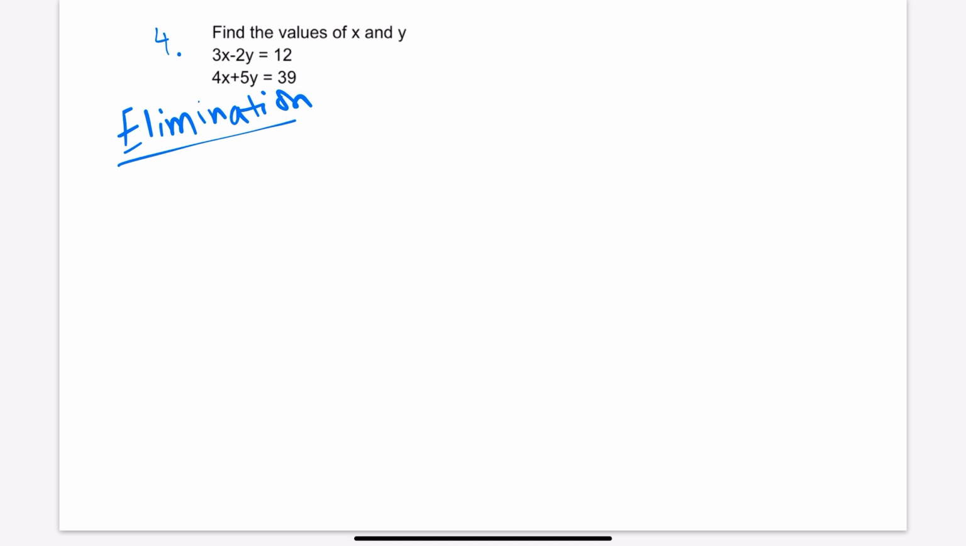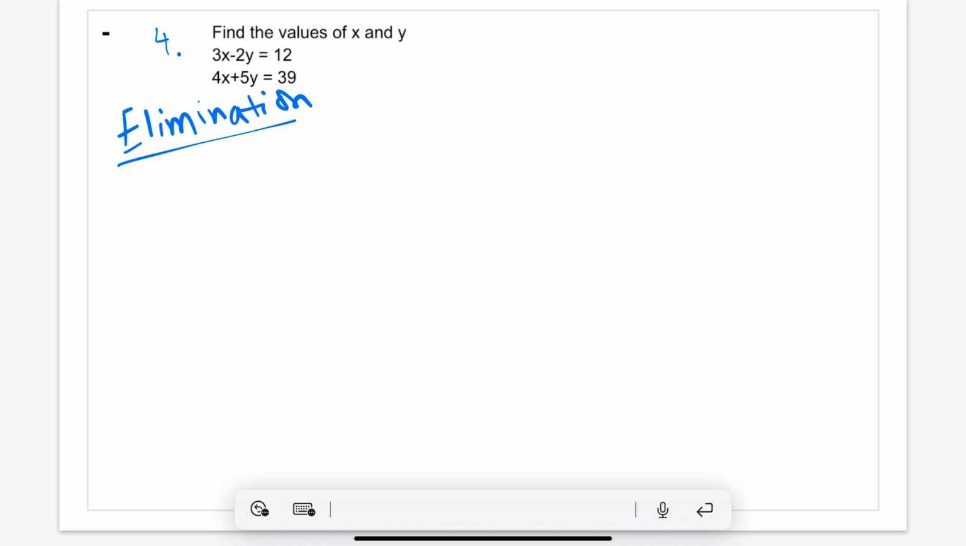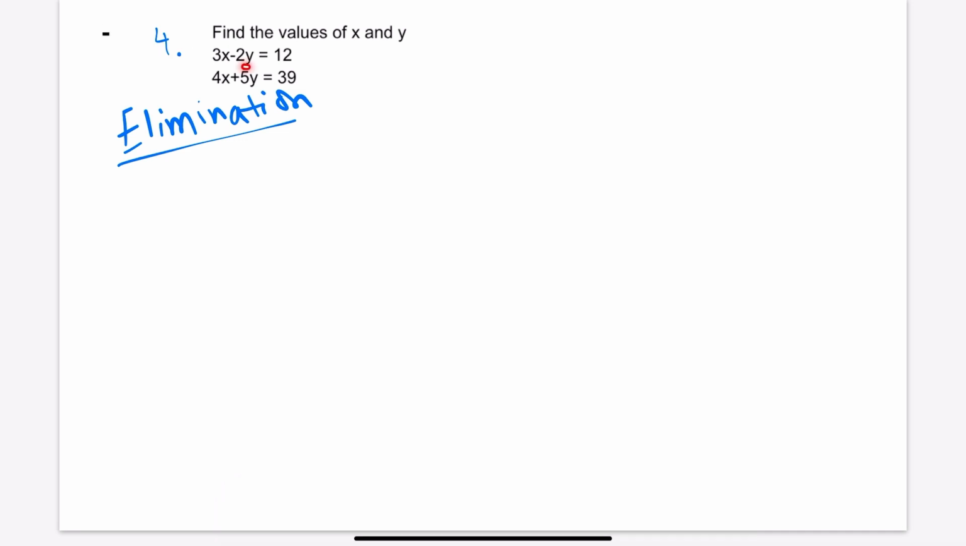Again, with the elimination, I have to make the coefficient of either the y term or the x term the same. Here none of the coefficients match. The x coefficients are 3 and 4, they don't match. The y coefficients are negative 2 and 5, they don't match. So I have to make one of these coefficients in one equation the same as the coefficient of the same variable in the other equation.